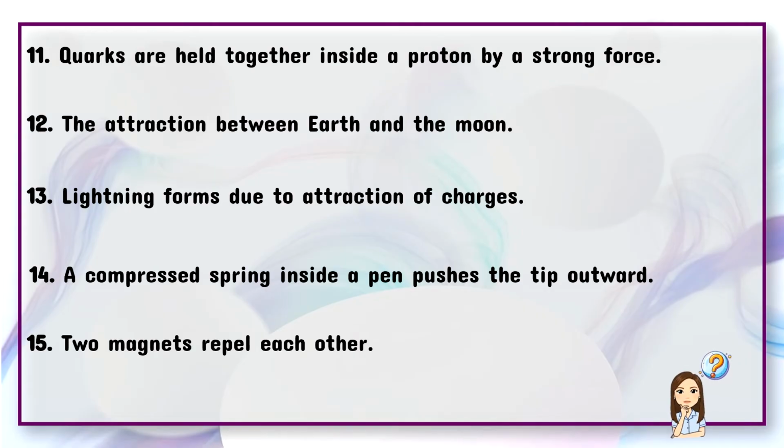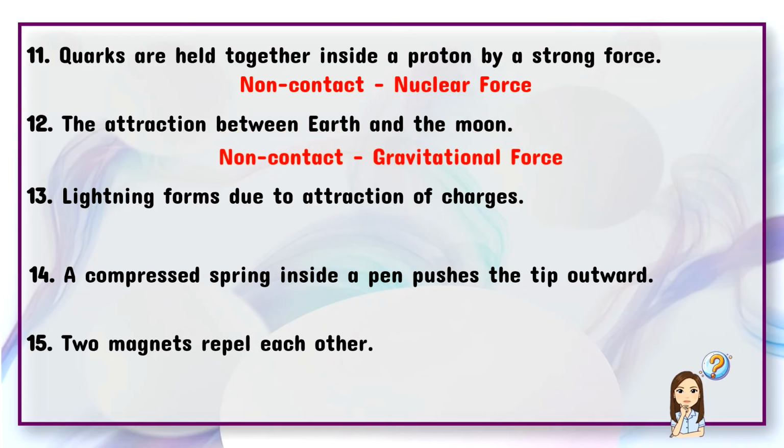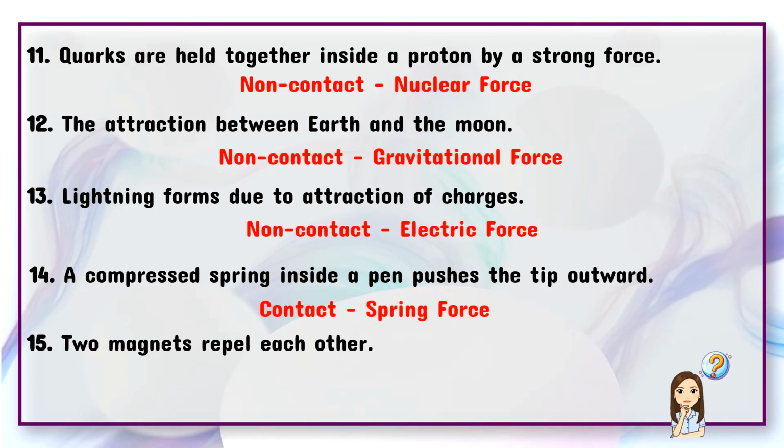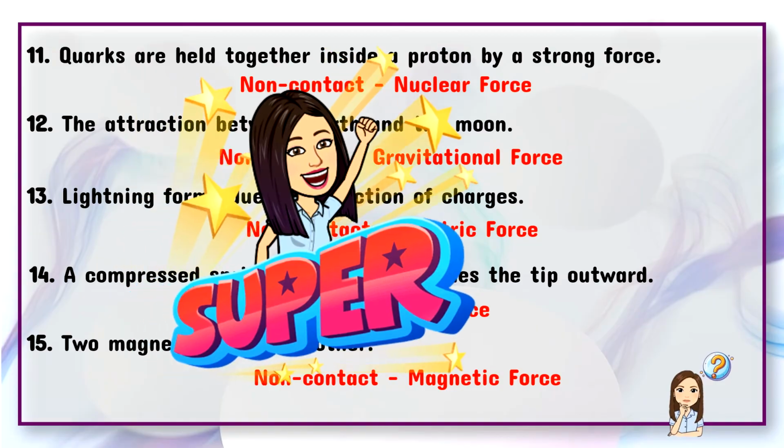And for the last numbers, 11 to 15. Let's check your answers. 11. Quarks are held together inside a proton by a strong force, non-contact nuclear force. 12. The attraction between Earth and the Moon, non-contact gravitational force. 13. Lightning forms due to attraction of charges, non-contact electric force. 14. A compressed spring inside a pen pushes the tip outward. Contact spring force. And 15. Two magnets repel each other. Non-contact magnetic force.